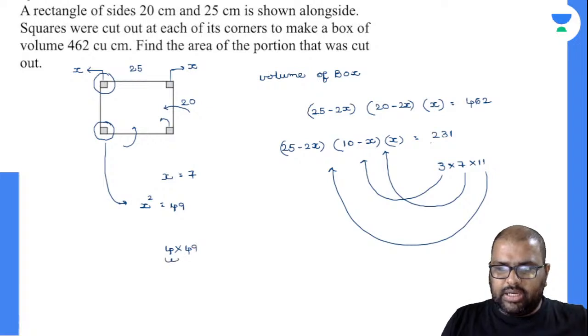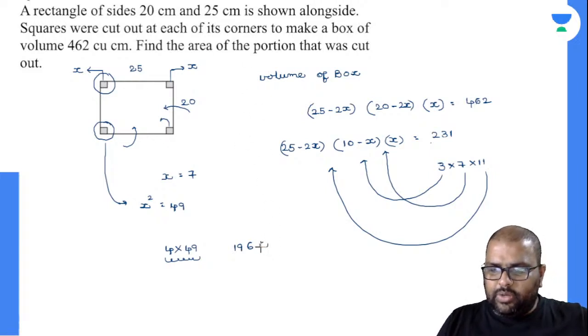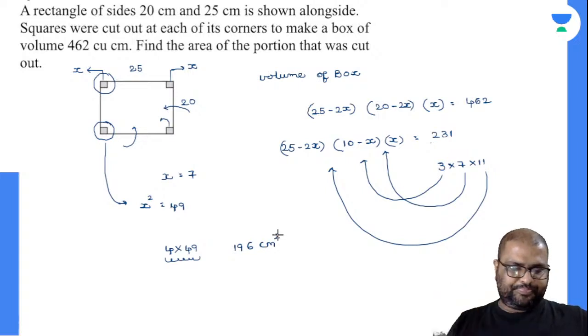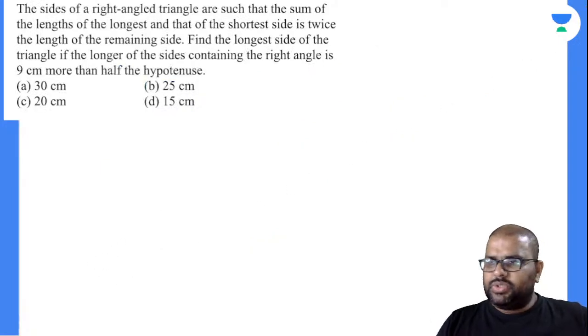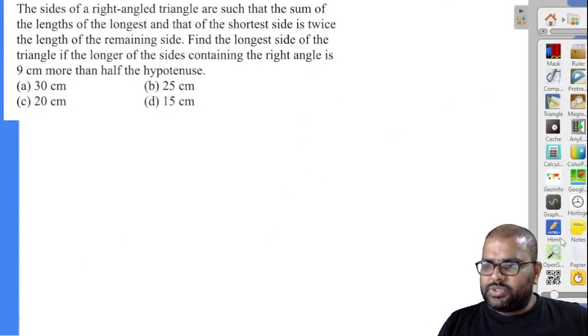4 into 49 will be your answer. 4 9s are 36, 4 4s are 16, so 196 centimeter square is your answer there. How many of you got this? So, making it down into prime factors, I have already explained this in the previous class. Done? Perfectly done.